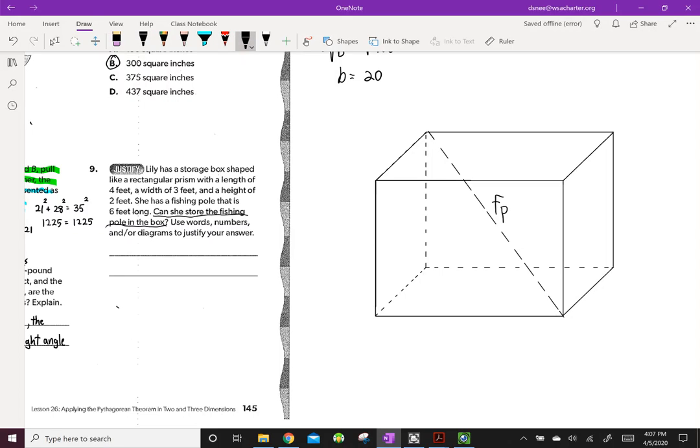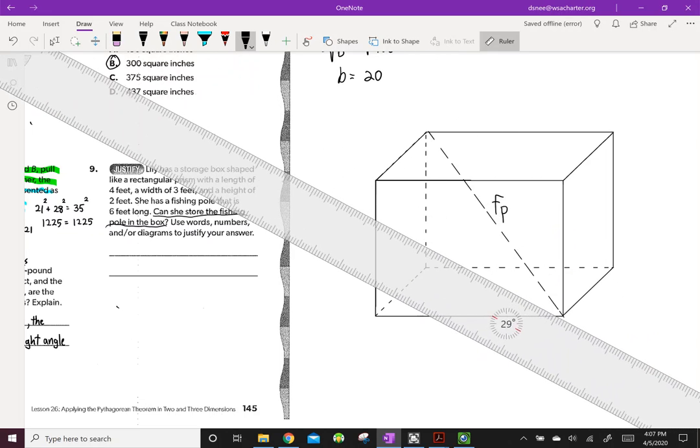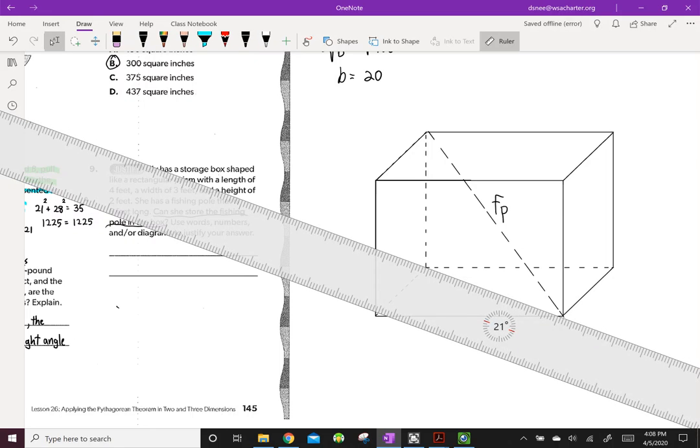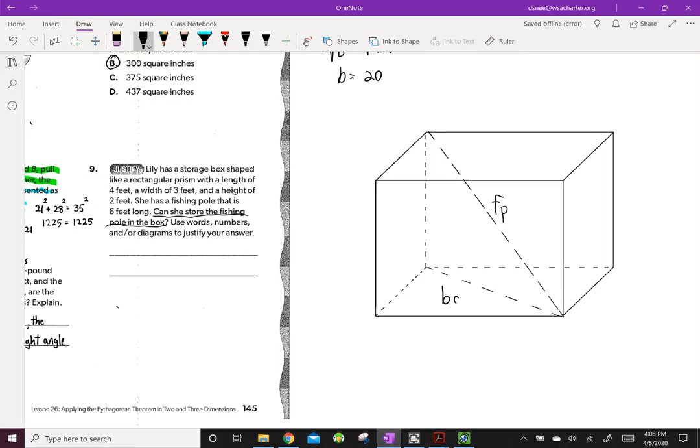First, what we could do is, across the bottom of this box, we could draw a diagonal right here, okay? I could go just like this. This dotted line I just drew in there is the bottom diagonal. This line right here is the bottom diagonal, and this line right here is the fishing pole. Now, the problem tells us it's 4 feet long, 3 feet wide, and 2 feet high.